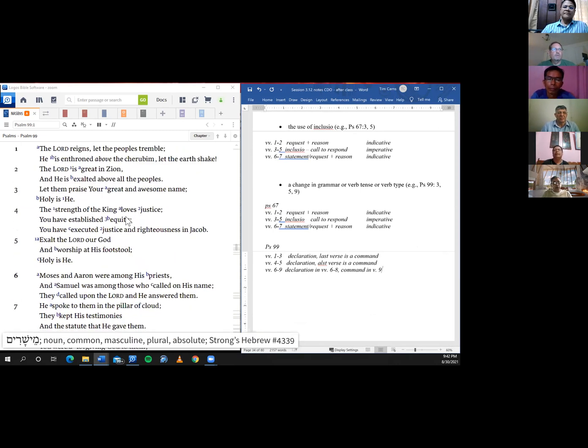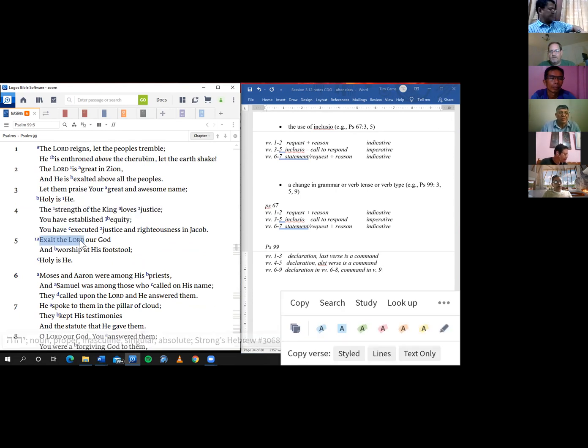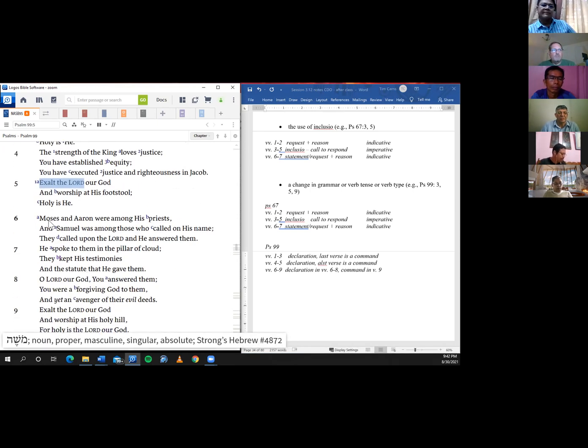Okay, again, notice there's no command in verses 1 and 2 here, but there is in verse 3. So I believe that's the first stanza. Verses 4 and 5, no command in verse 4, but there is a command in verse 5. Second stanza. And then again, verse 6, 7, and 8, no command. Declaration. But verse 9, a command. And, by the way, a refrain: Exalt the Lord our God, worship at his footstool.